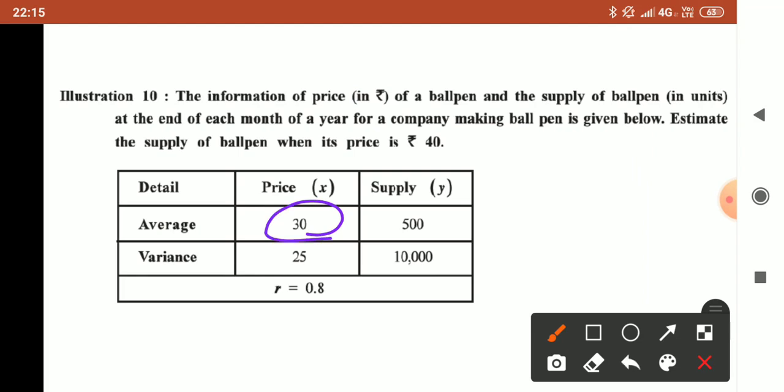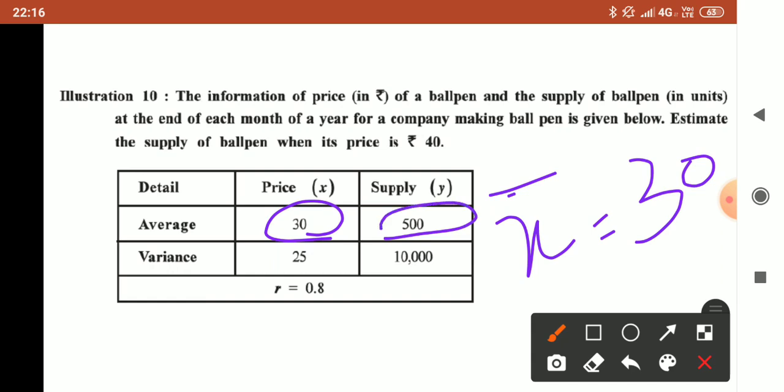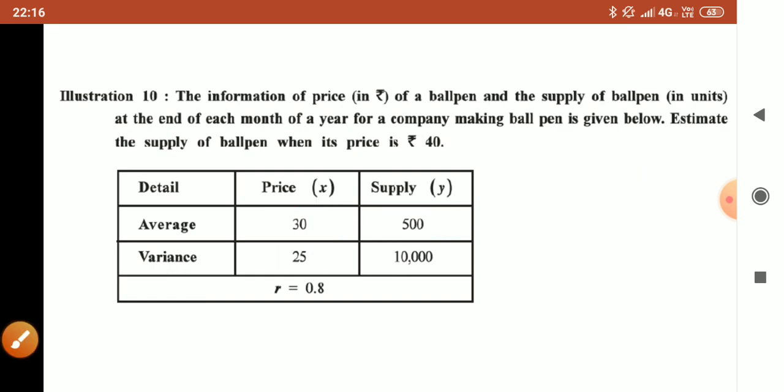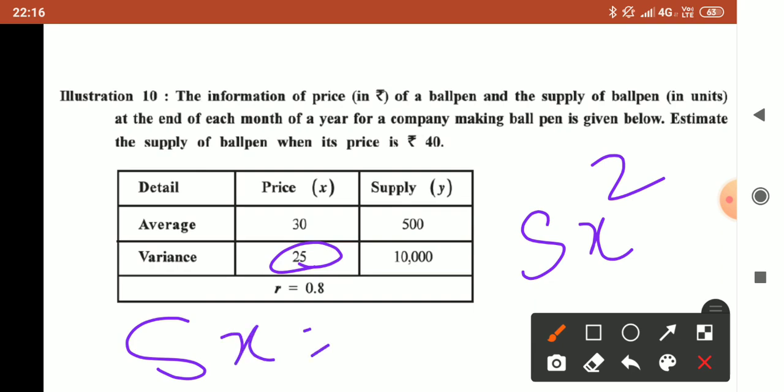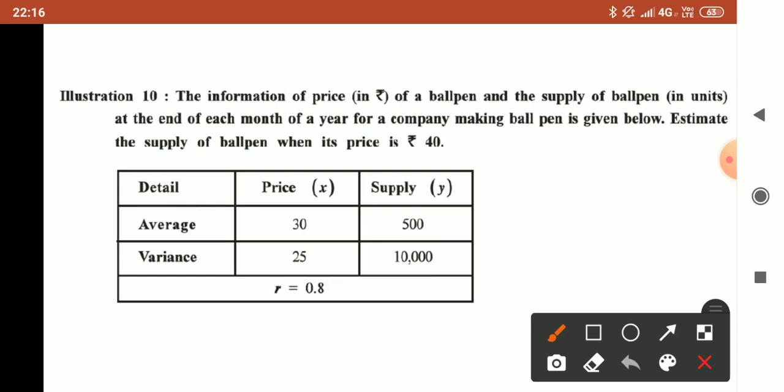Now x average, what do you mean by x average? That is x bar, which is equal to 30, you have been given. Now what is y bar? Which is equal to 500. Now what is variance? Variance means sx square. Here it is 25, so what will be your sx? Sx will be 5. Similarly here sy square is 10,000, so sy will be 100.